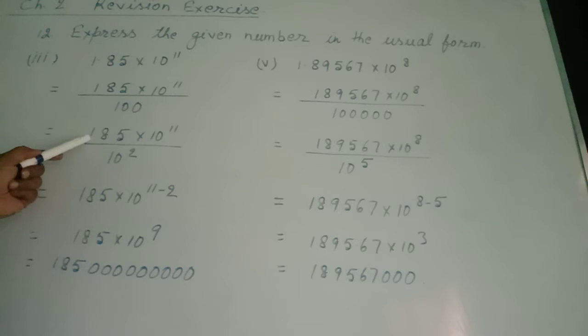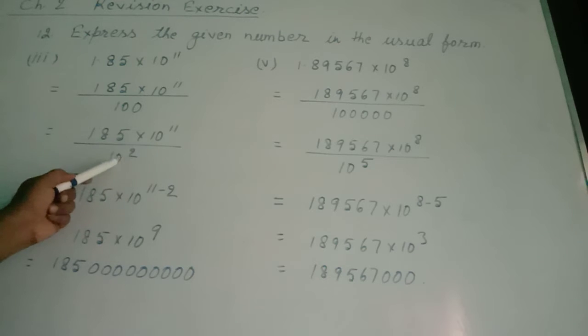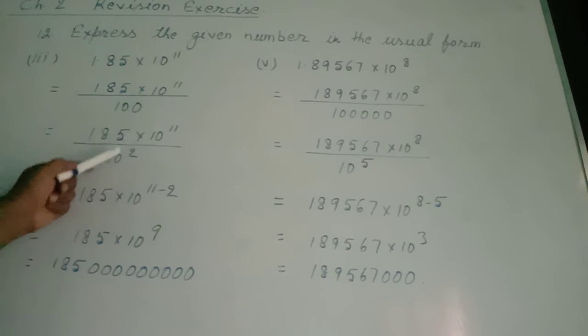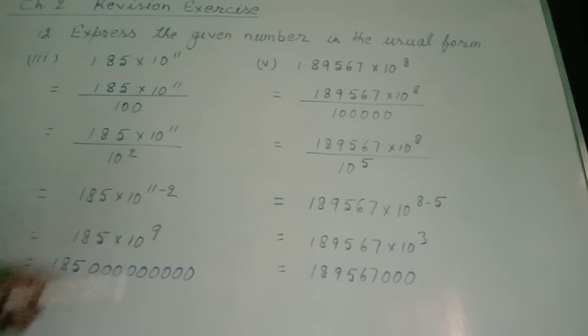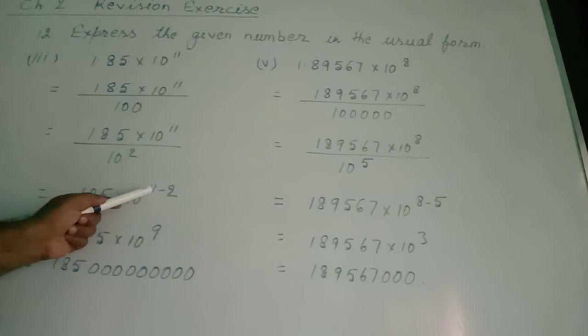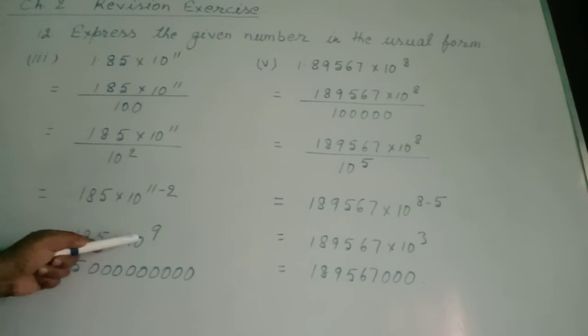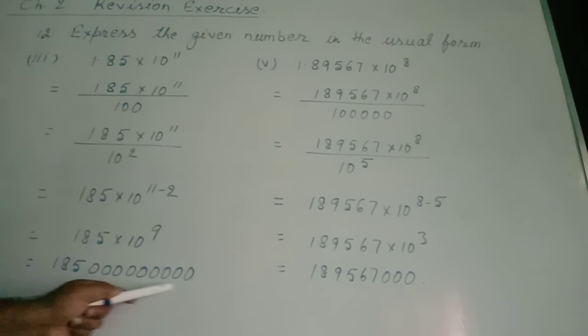In the next step, I can write 185 into 10 to the power 11 by 10 square. There are 2 zeros, so we can write 10 to the power 2 or 10 square. Now we are seeing these two bases are same, and these two are in the form of division, so the powers will be subtracted. For that I wrote 185 into 10 to the power 11 minus 2. And after subtraction we are getting power as 9. So we got 185 into 10 to the power 9. So there will be 9 zeros upon 185, and these are 9 zeros. This became the answer.